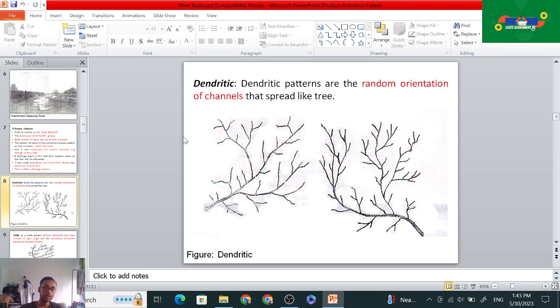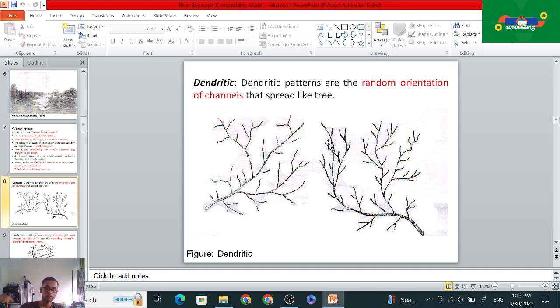Then dendritic patterns are the random orientations of channels that spread like trees.